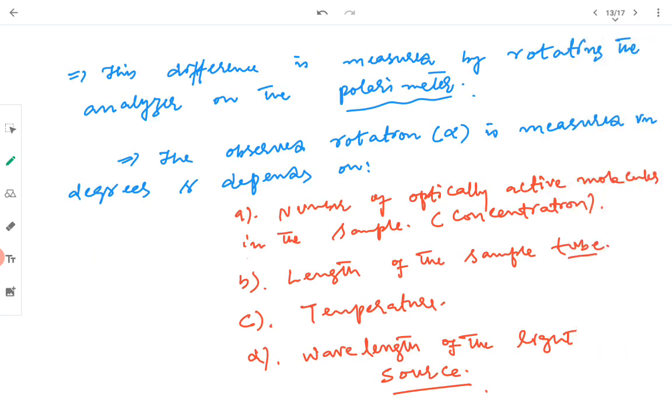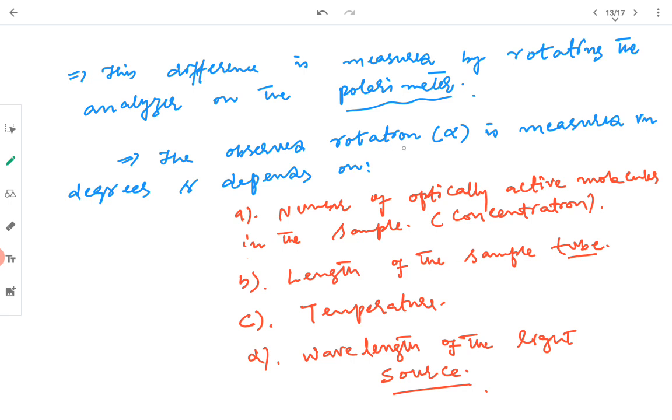This difference is measured by rotating the analyzer on the polarimeter. The analyzer part on the polarimeter is rotated, so that we can measure the difference between the optical activity of an optically inactive sample and an optically active sample.